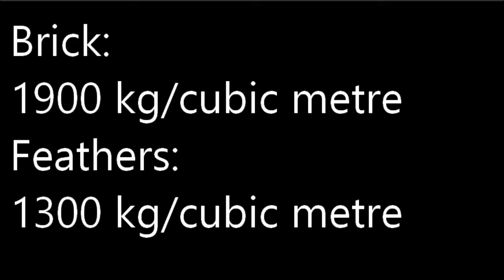Let's start with the basics. The density of bricks, according to a random bunch of internet sources, is about 1,900 kilograms per meter cubed, while feathers are about 1,300 kilograms per meter cubed, which is... wait, really? So they're surprisingly close to each other, but the main point is that bricks are definitely denser.